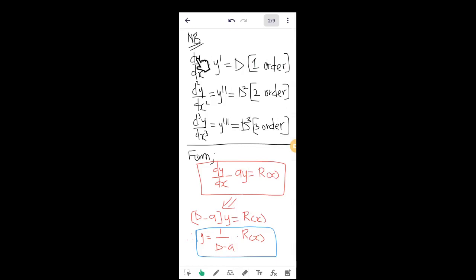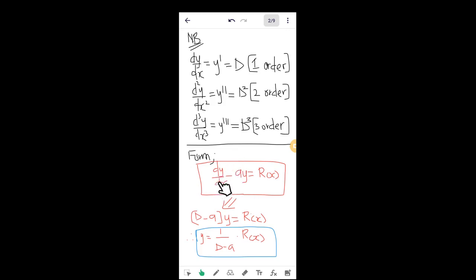So we should first notice this. These are basic concepts we should know. dy dx is the same thing as y prime, and it can be written as D. So anytime you see a D, it means the first derivative, that's y prime. They all mean the same. So that's the first order. And anytime you see d squared y dx squared, it is the same thing as y double prime or D squared. So it is a second order. The same applies to the cube.